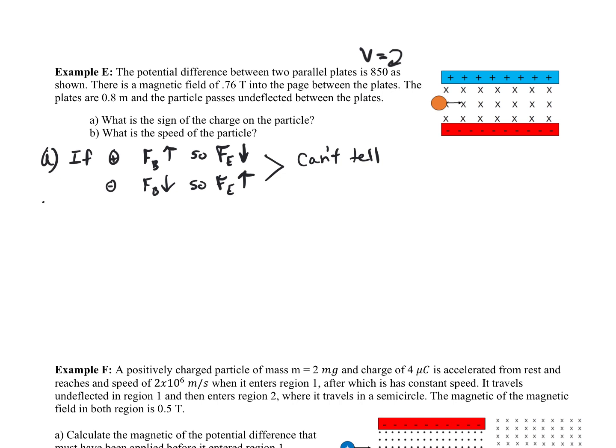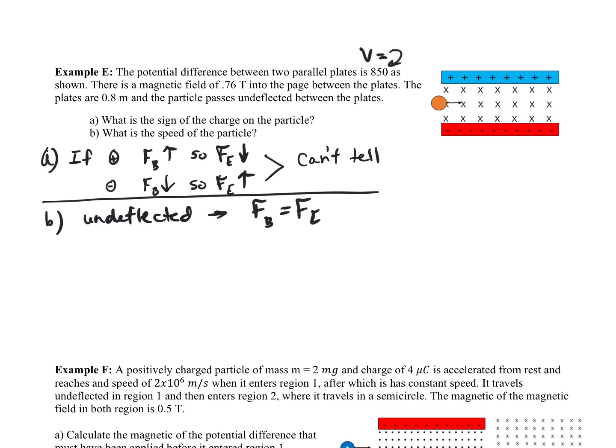All we can tell is what would happen if they were positive. Now, for part B, what's the speed of the particle? We can tell that because it's undeflected. Undeflected tells us simply that F sub B is equal to F sub E. So we don't have to know the charge on the particle, or the sign of the particle, because we know the charge on the particle, don't we?